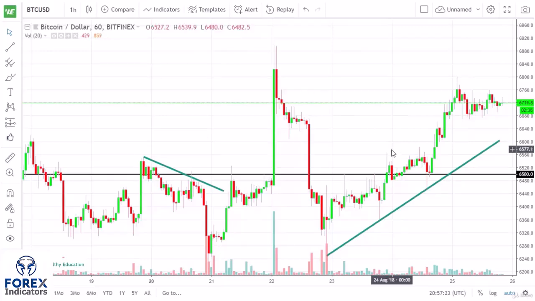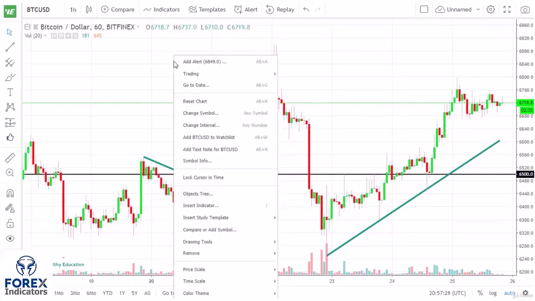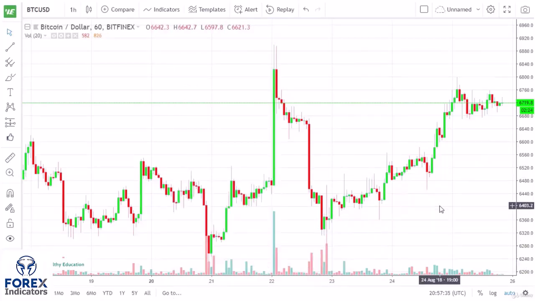But one thing that I would do before I go on to channels, this is kind of messy here, so let's go ahead and clean it up. Right-click in the chart somewhere away from any of the drawings. Go to remove, and then remove all drawing tools, and you have a fresh, clean chart again.